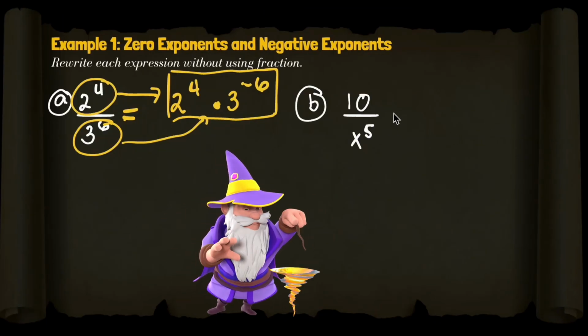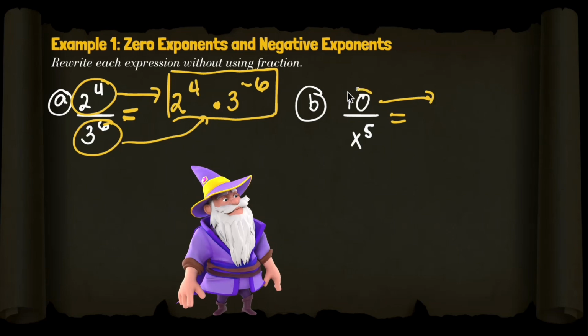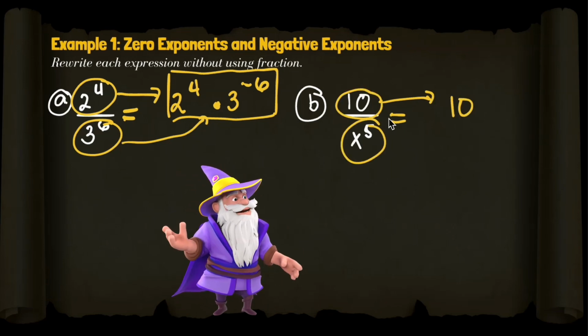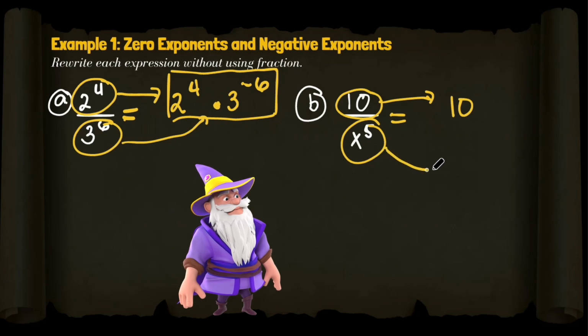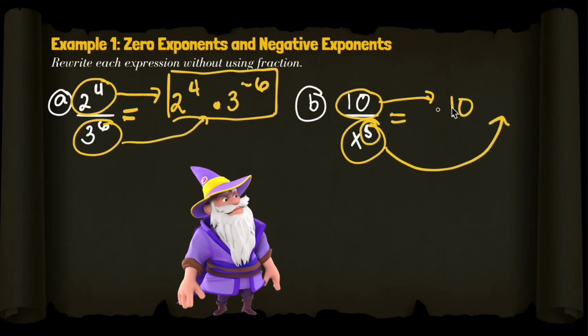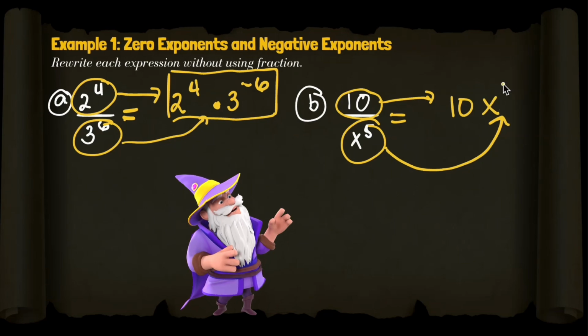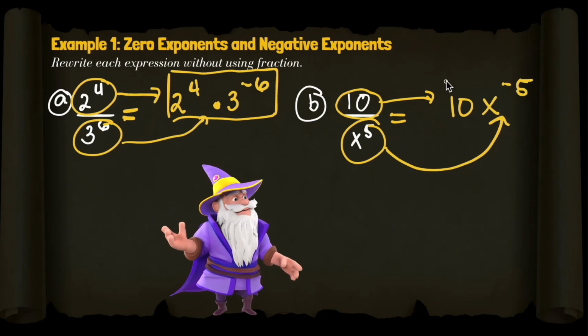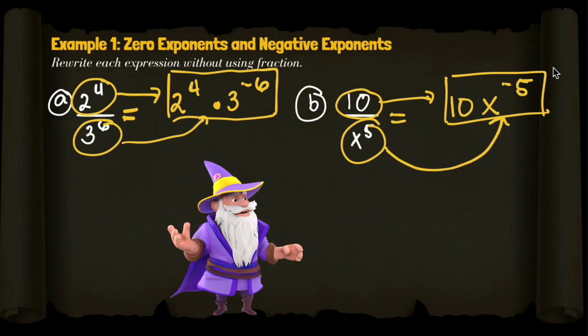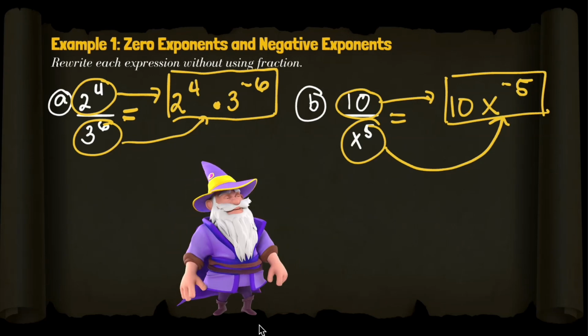Now, in the second example, we have 10 over x raised to 5. What will happen here is, I will just copy 10 on the side. And x raised to 5, I will just lift it up, beside 10. To do that, if it is positive, it becomes negative on top. So it means we can write it as 10x raised to negative 5. Okay? So those are the first two tasks.